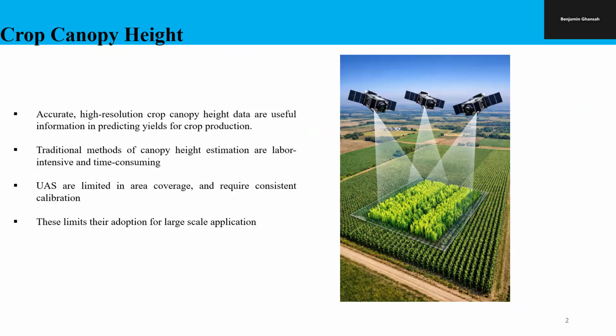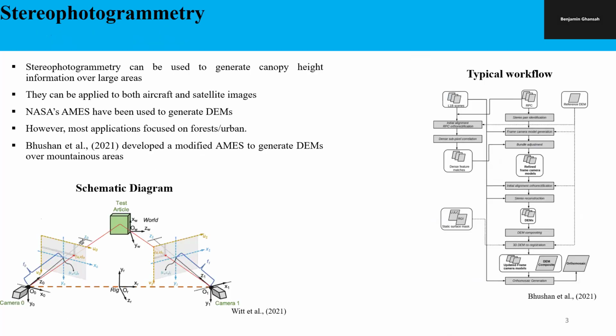Accurate high resolution crop canopy height data are useful information in predicting yield for crop production. Traditional methods of canopy height estimation are labor intensive and time consuming. While UAS has been used, they are limited in coverage and require consistent calibration, and therefore are limited for large scale applications. On the other hand, stereophotogrammetry can be used to generate canopy height over large areas, and it has been applied to both aircraft and then satellite images.